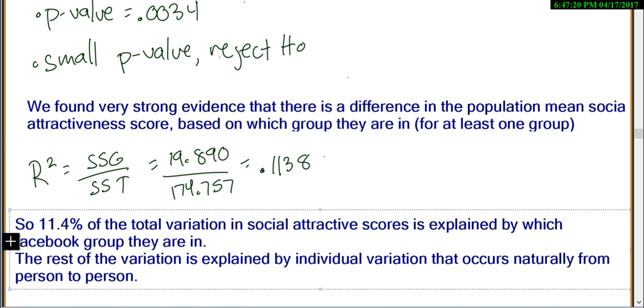This is actually a really low R squared value. Okay? This is telling us that which group they're in really doesn't do very much for their social attractiveness score. 11%, that's really not very high. And that means that just that natural variation from person to person changes the scores a lot more than which Facebook group they're in.